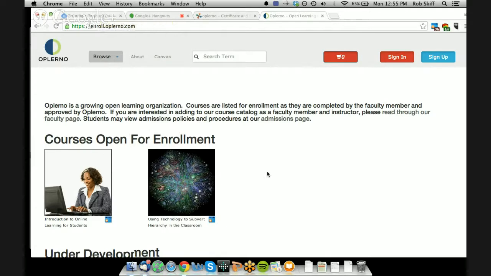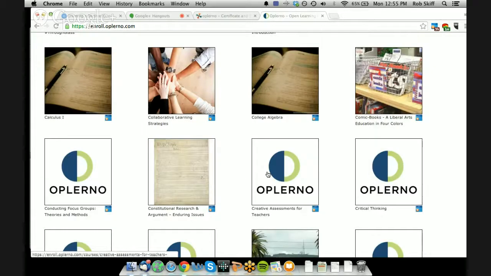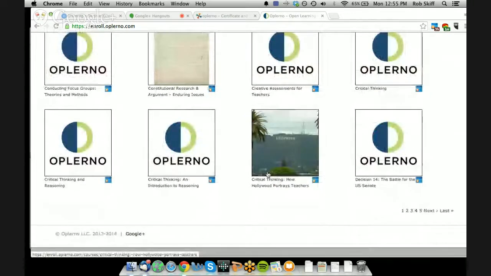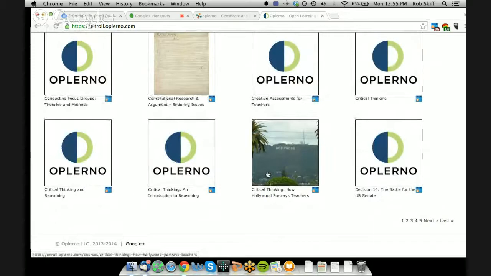So use the catalog. There are all kinds of courses here. Many of them could be bundled together for different kinds of certificates, and you also might find that there are enough that could be bundled together for potentially a degree. We haven't really done a whole lot of work with general education, but we'll talk about that on Wednesday and Thursday.